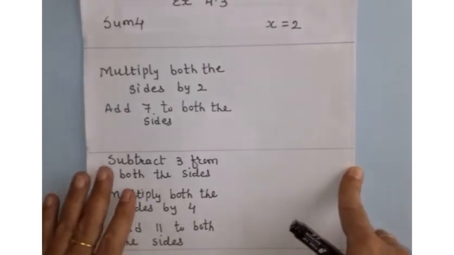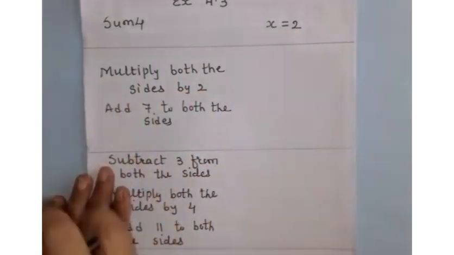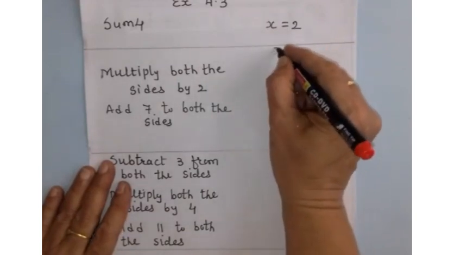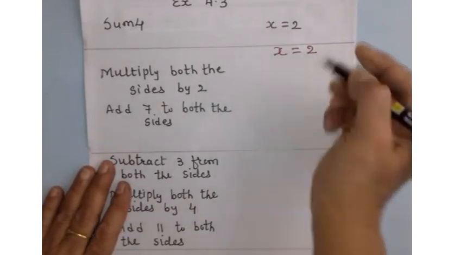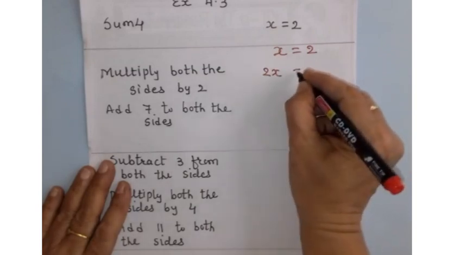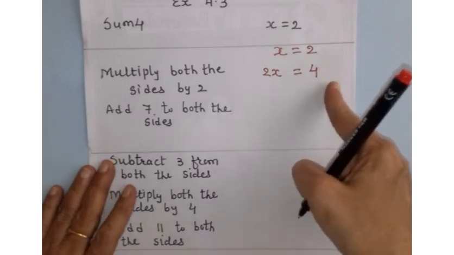Now over here x is equal to 2. Multiply both the sides by 2. Means what we have to do? We have to multiply both the sides by 2. So x is equal to 2. x into 2, 2x and 2 twos are 4. So 2x is equal to 4.